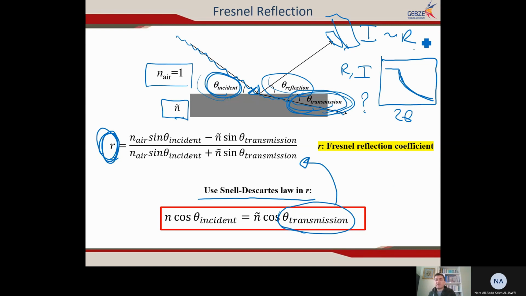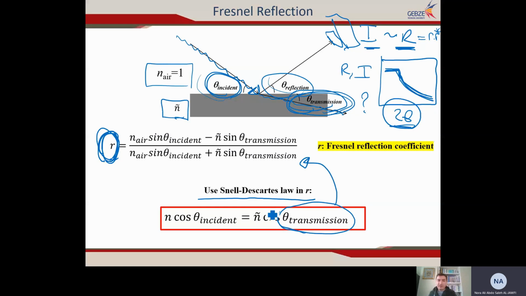So this R is given by the Fresnel reflection coefficient. So I have to solve the Fresnel reflection coefficient, and then I can find the reflectivity or intensity as a function of theta. I would like to explain the behavior of the reflectivity curve as a function of theta. Is it clear? Yes, I got it now.